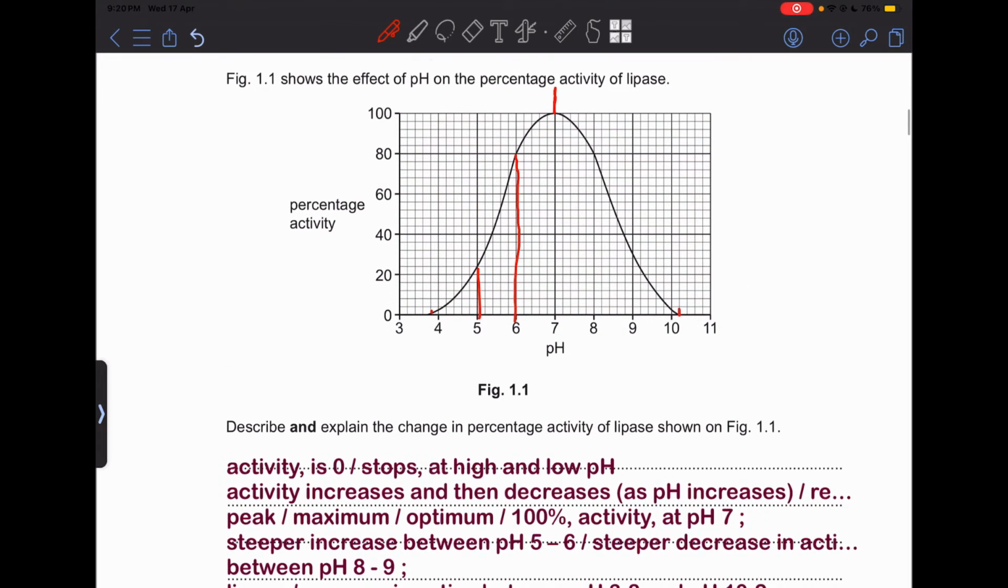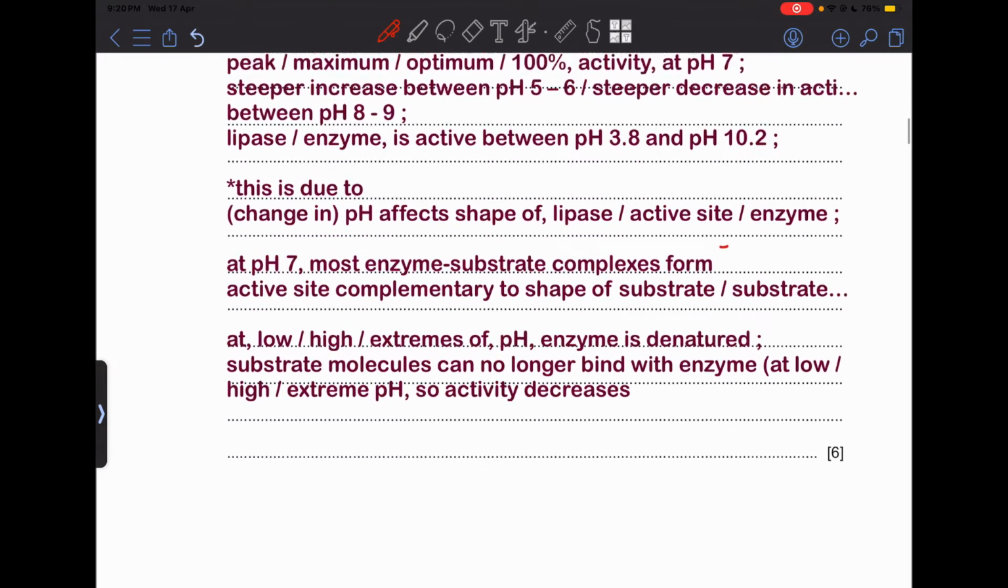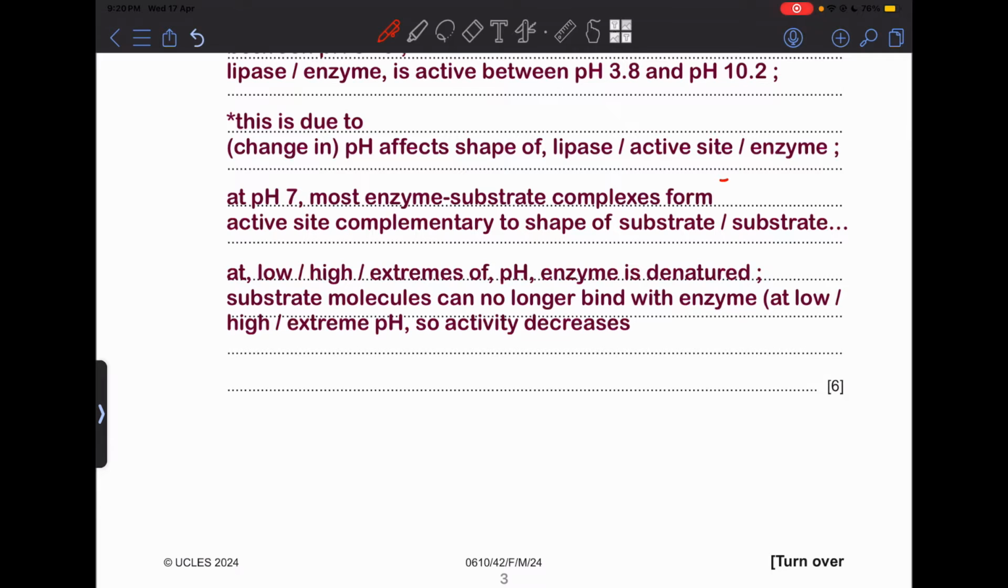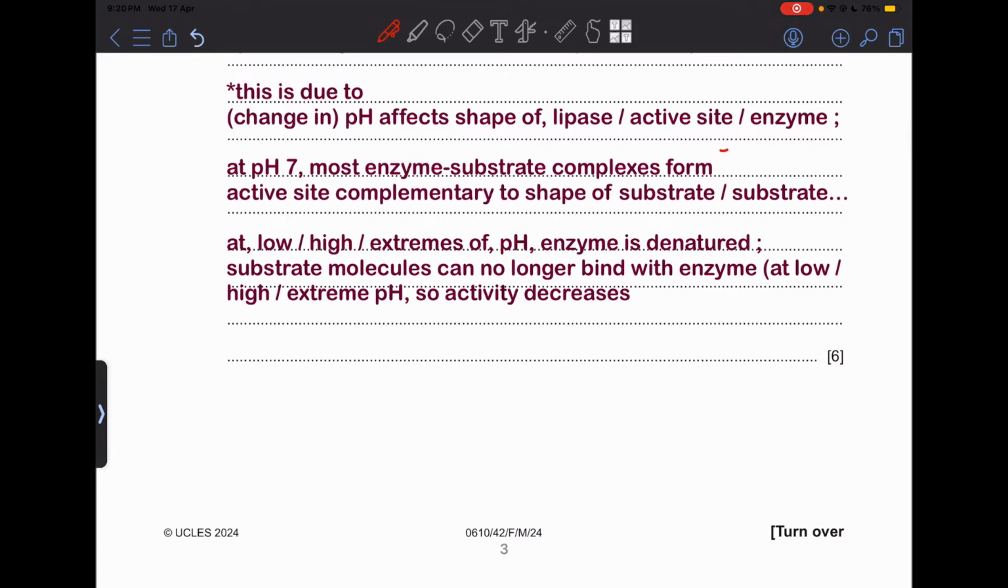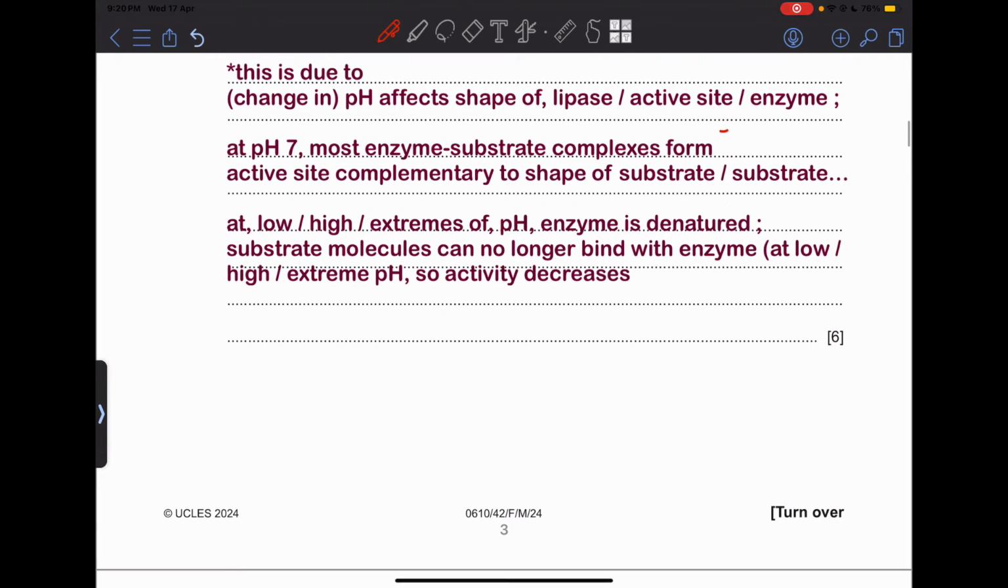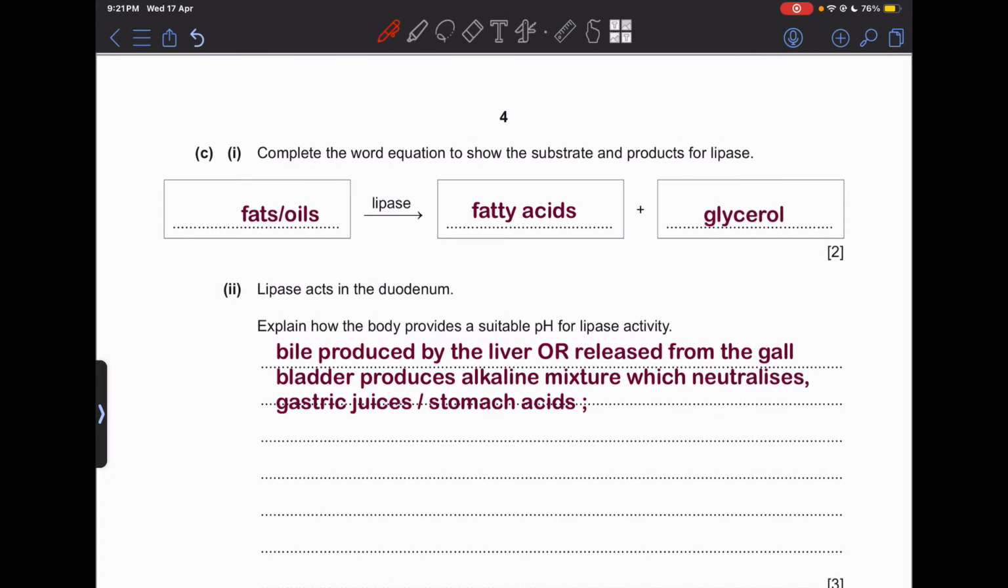You can also say that it works in neutral conditions. And you can say that the active site is complementary to the shape of the substrate. This is a result of the enzyme substrate complexes. You can also say at low or high extremes of pH, enzyme is denatured. The substrate molecules can no longer bind with the enzymes.